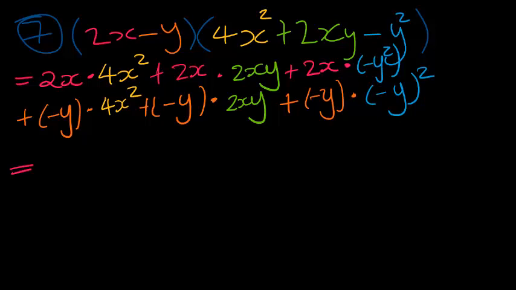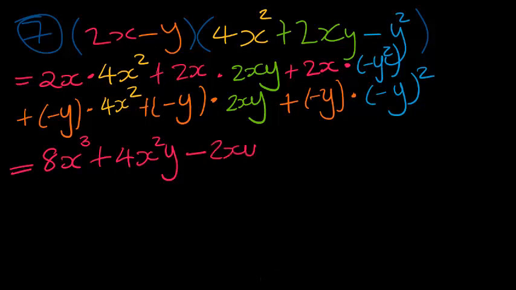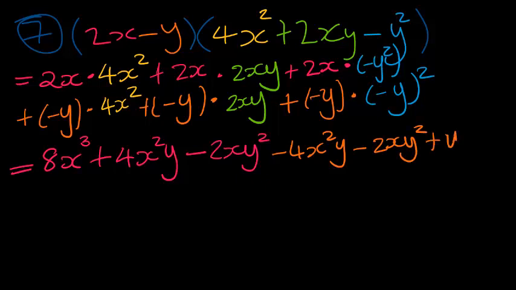2x times 4x squared is 8x to the power of 3 plus 2 times 2 is 4x squared y minus, plus times minus is minus, 2xy squared minus 4x squared y minus 2xy squared plus y cubed.